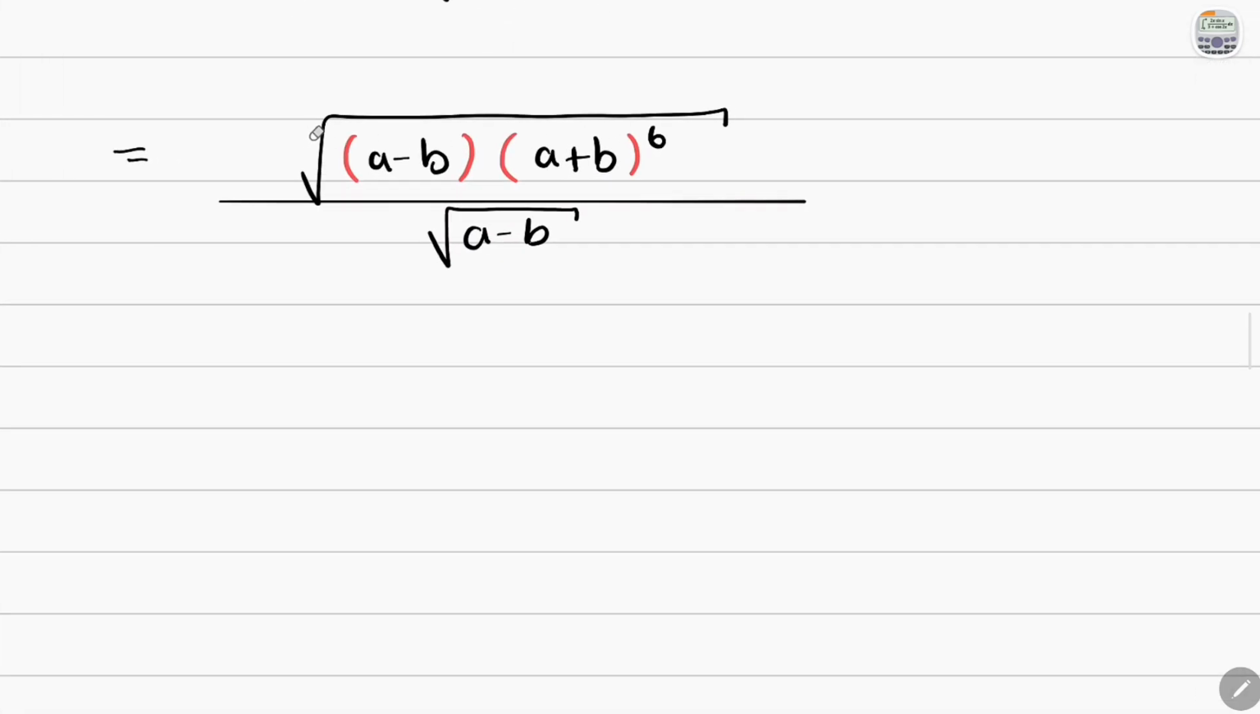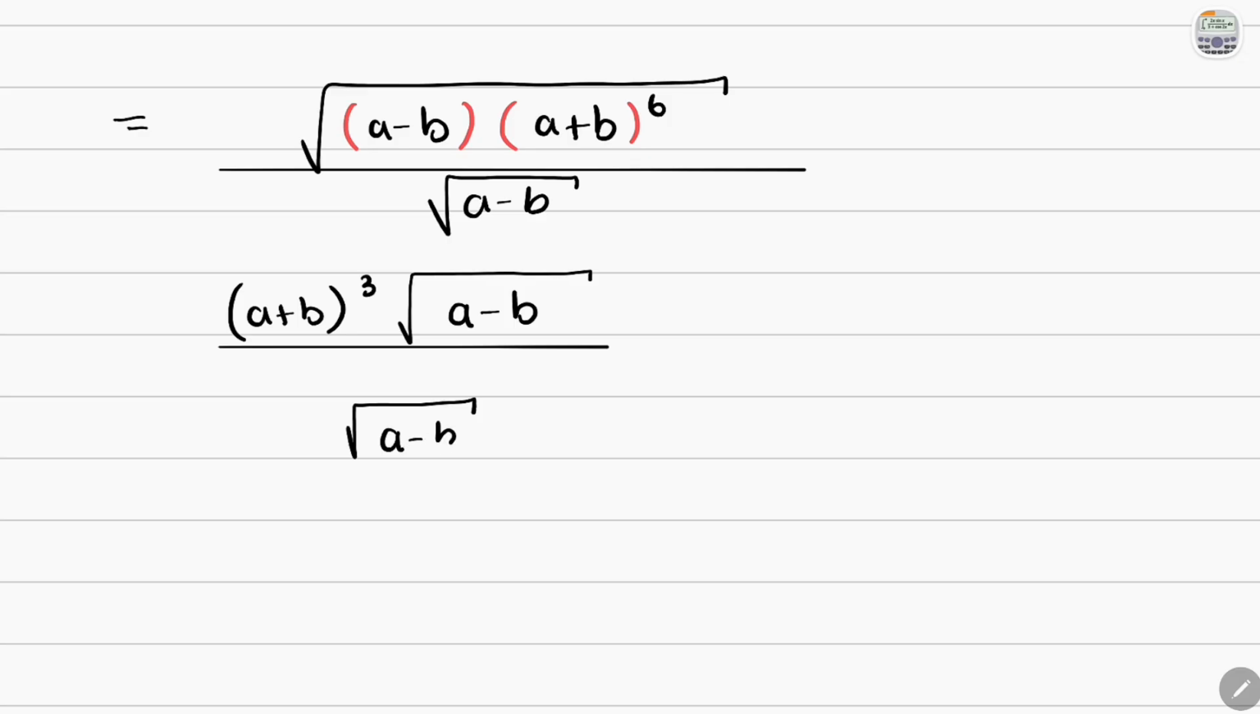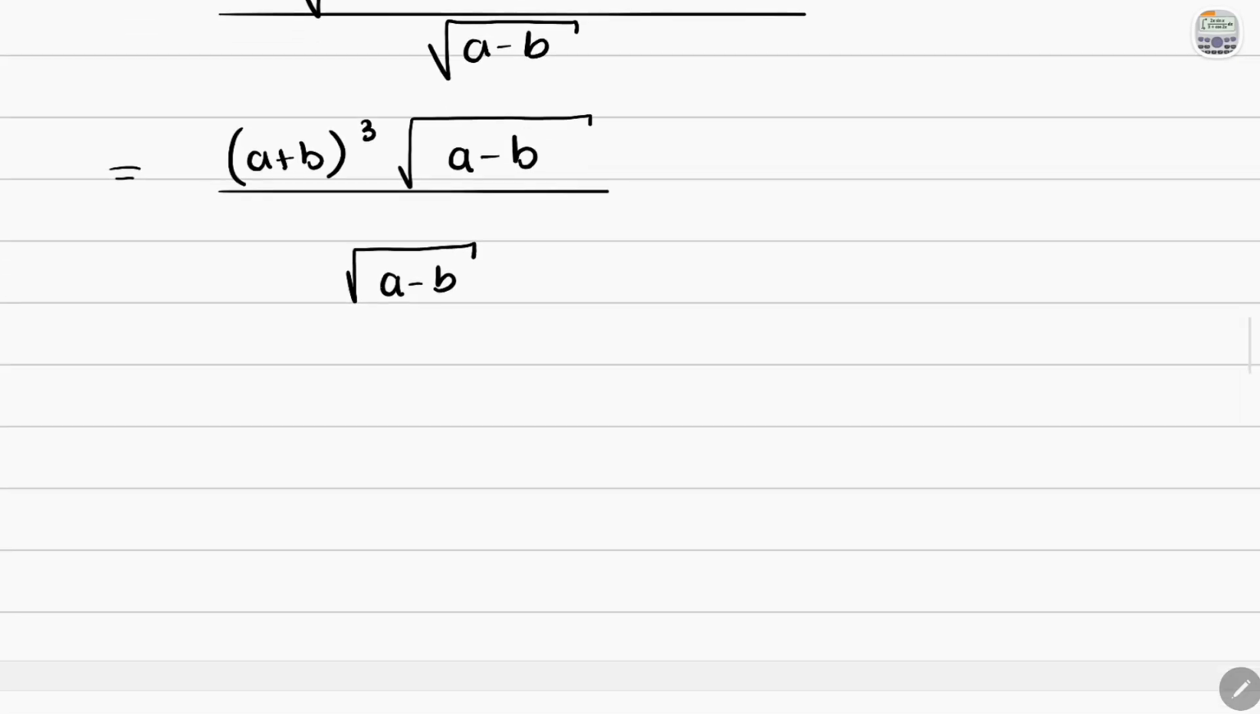So inside exponent over outside exponent, that is the 6 divided by 2, which is 3. So this simply becomes a plus b raised to the power of 3, and then we have the square root of a minus b. And in the denominator, we also have the square root of a minus b. Great, so they would simply cancel, and all we are trying to find the value of is a plus b raised to the power of 3.